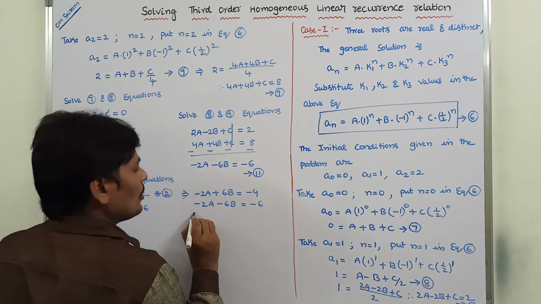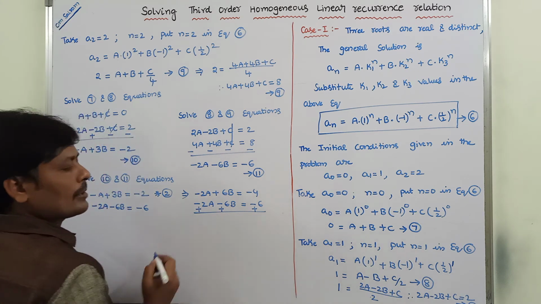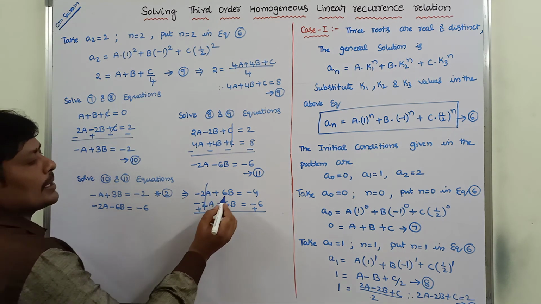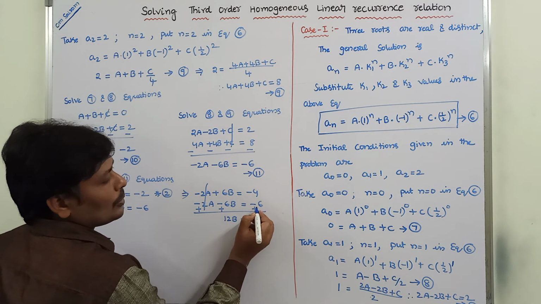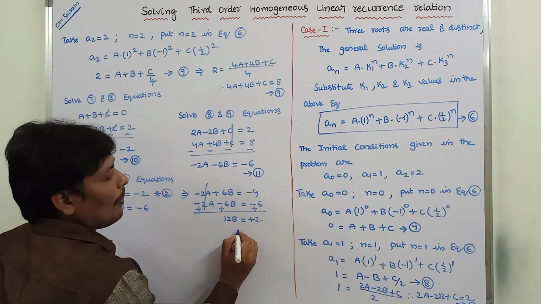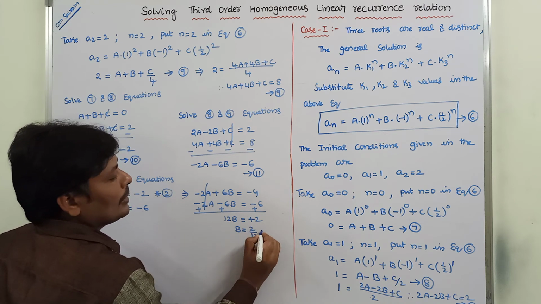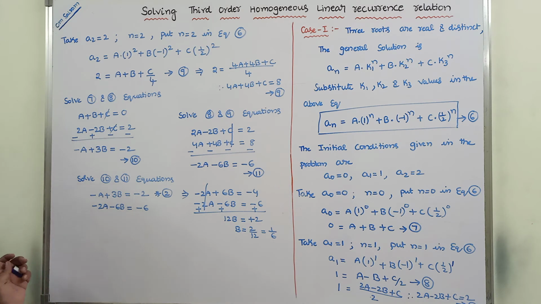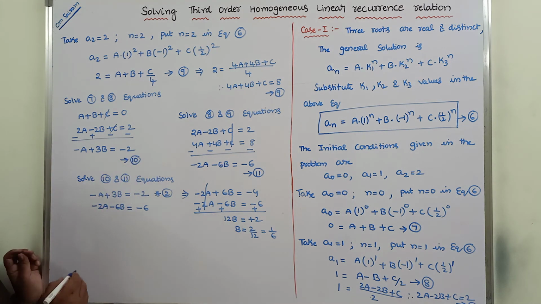So now here plus, here plus, here plus. Minus 2A plus 2A cancel. So 6B plus 6B, that is 12B is equal to plus 6 minus 4, that is plus 2. So B is equal to 2 by 12, that is equal to 1 by 6. Now B value is substituted in equation 10.